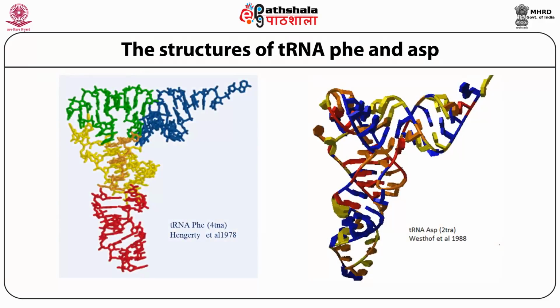We show in this picture the comparison between the two tRNA molecules, tRNA Phe and tRNA Asp. The first structure is by Hingerty. The PDB ID is 4TNA, and the second by Westhof et al., 2TRA. You can notice very easily that there is practically no difference in the two structures in spite of a little difference in the length of the sequence. Both anticodon loop, the CCA end, D loop, variable loop, all look exactly identical in these two structures.